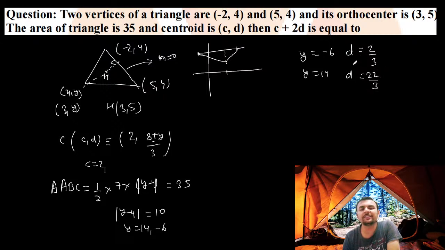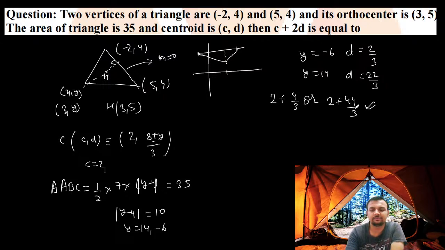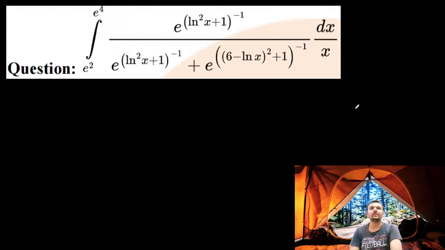So we are telling 2 times of d plus c. So that means 2 plus 2 times of d is 4 by 3, or 2 plus 44 by 3. So they are the answer. This is the question we have to solve.